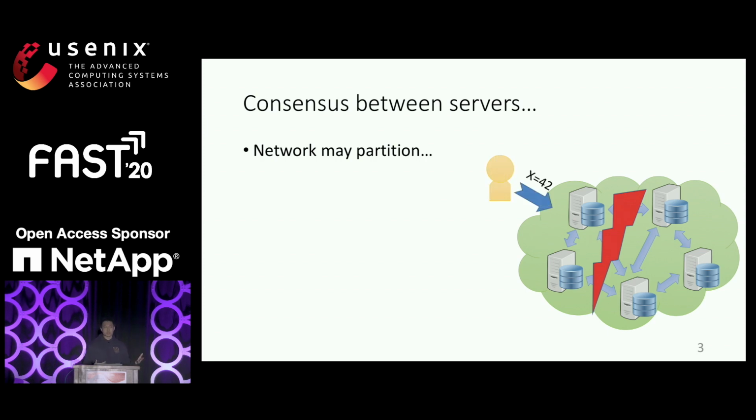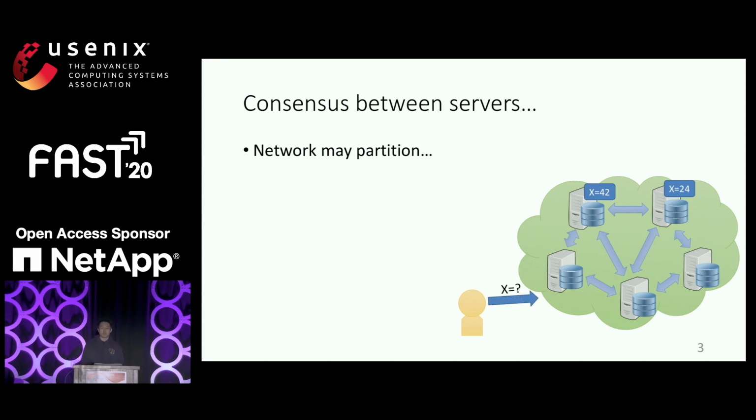So maybe a user will show up and say, hey, I want to write x is 42, and this server says, yeah, I know x is 42. But another user will show up at the other server with x is 24, and maybe they say, yeah, I know x is 24. Later on, the users are gone, the partitions are recovered, but we don't really know what x is anymore. We need to provide a global consistency guarantee using a distributed consensus protocol.